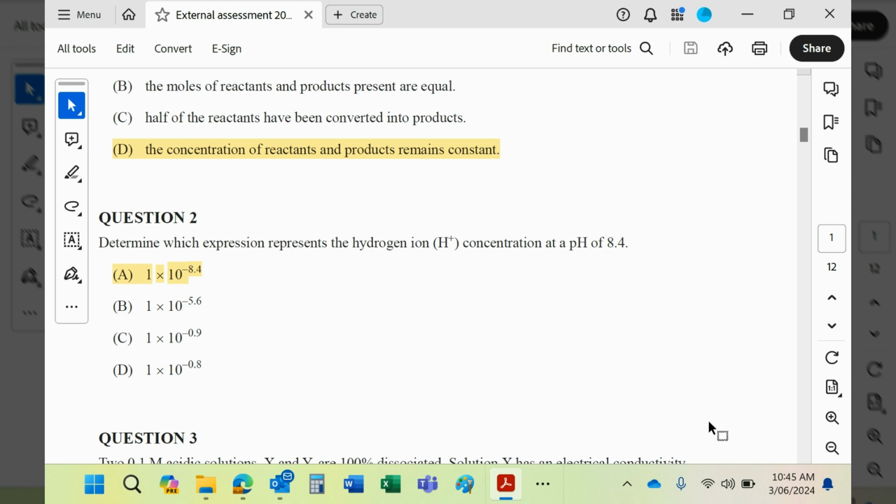Question two, which expression represents the hydrogen ion concentration at a pH of 8.4? For this one, you're using the pH formula, where pH is equal to the negative log of the hydrogen ion concentration. If you reverse that, the hydrogen ion concentration would be 10 to the minus pH. Again, something just using a formula.